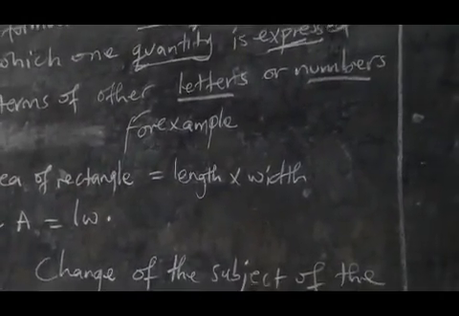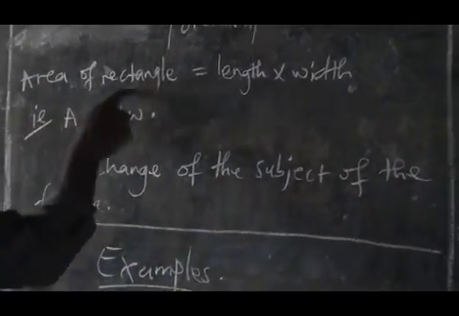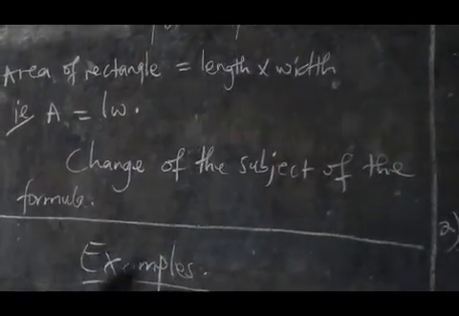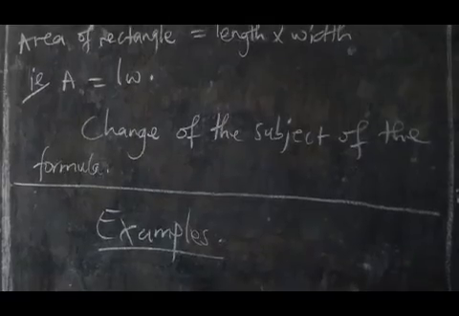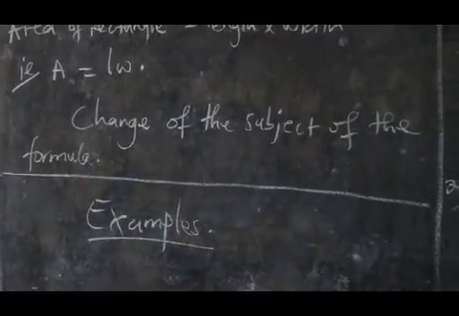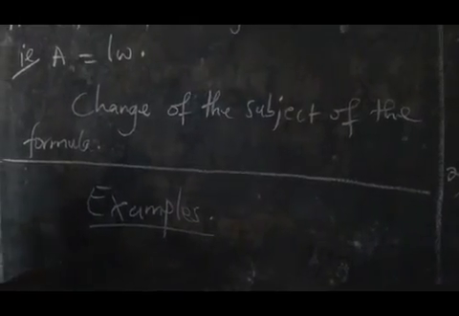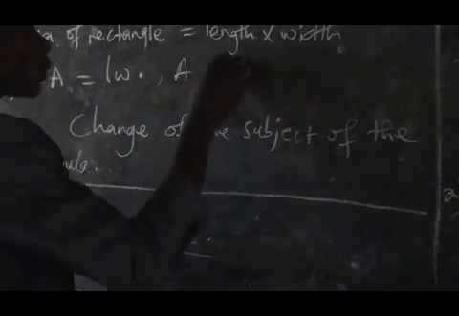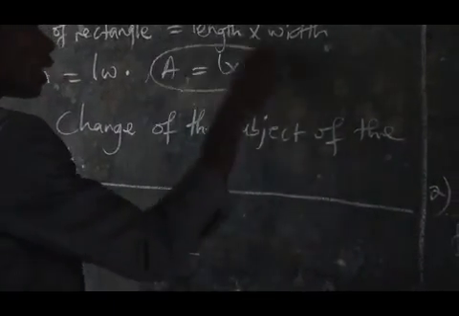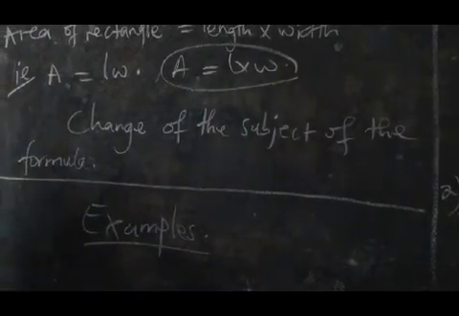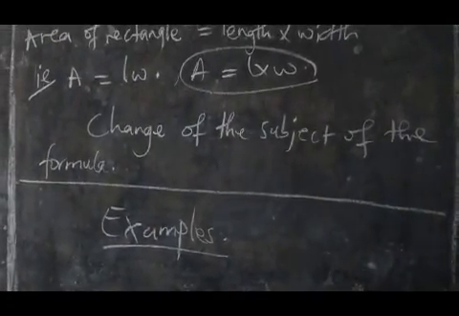For example, area of a rectangle equals length times width. So that's how we write it. So for the formula, I will say A equals length times width. This is a formula. So that's the expression I mean. So that's what we are going to talk about today.